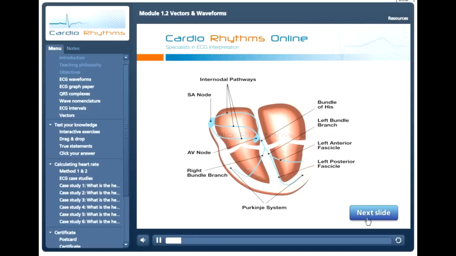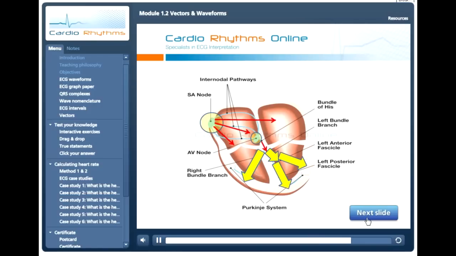So let's review the conduction system again. Normally, the electrical impulse is initiated at the SA node. It travels through the atria, which ultimately results in atrial contraction. The impulse then ends up at the AV node, the gateway between atria and ventricles, and is delayed slightly. It travels down the bundle of His, and then simultaneously down the right and left bundle branches, the latter dividing into the anterior and posterior fascicles. The impulse then finally ends up in the Purkinje system, resulting in ventricular contraction.